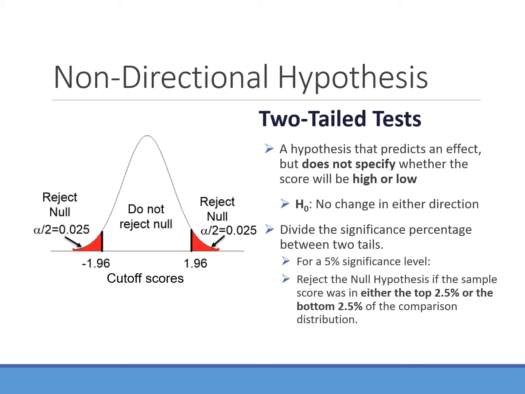In a non-directional hypothesis, we use a two-tailed test, and this is a hypothesis that predicts the effect but does not specify whether the score will be high or low. So in this case, the null hypothesis, or H0, says there will be no change in either direction, okay? And so we want it to be either higher or lower. We just want there to be a difference.